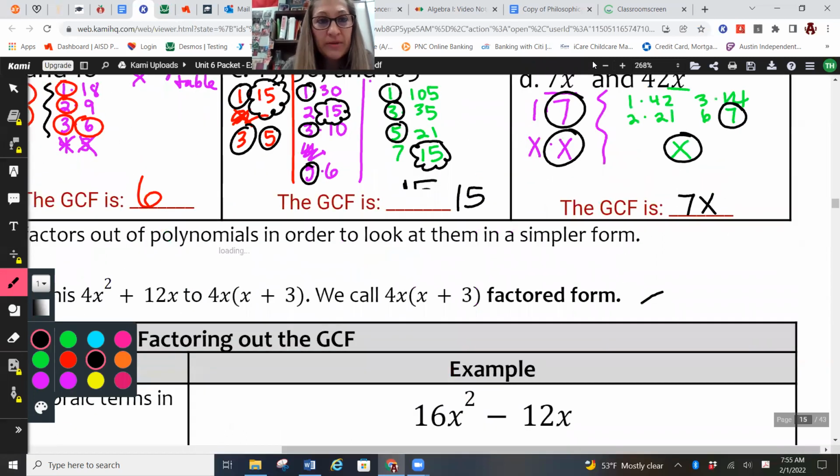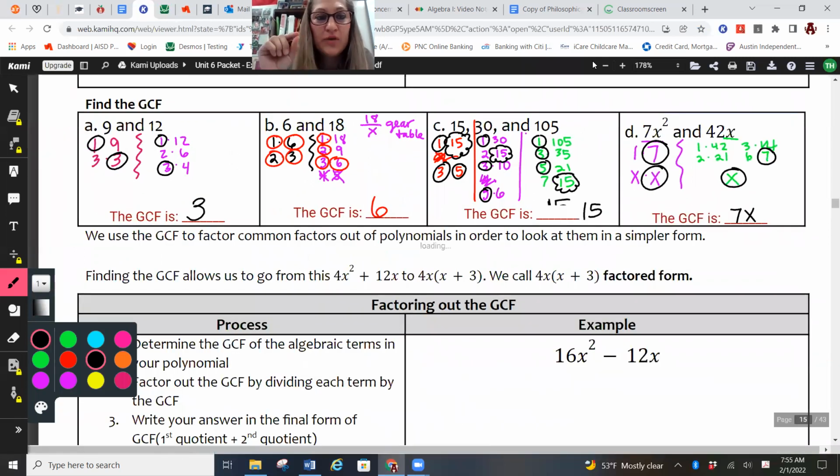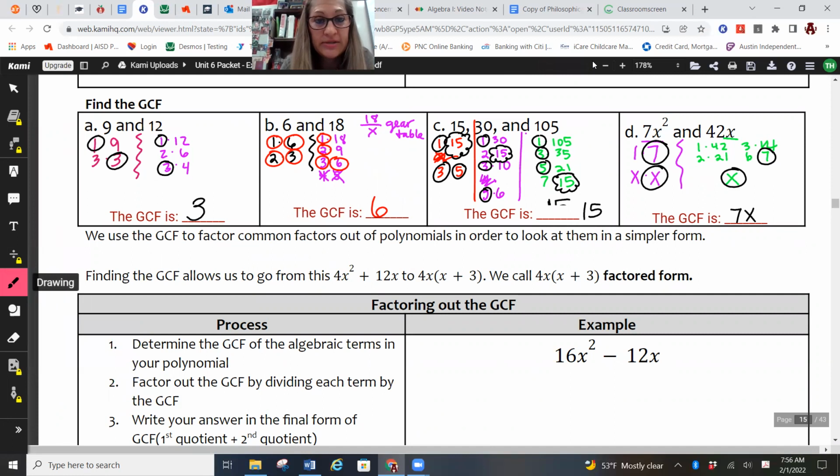Okay, now take a minute and let that sink in. If you need to hit rewind to truly understand it, please do that. Let's move on to applying this to our algebra expressions. It says finding the GCF allows us to go from 4x squared plus 12x to 4x times x plus 3. We call 4x times x plus 3 factored form.